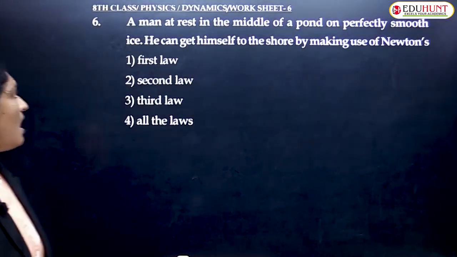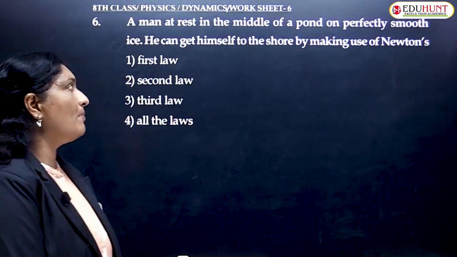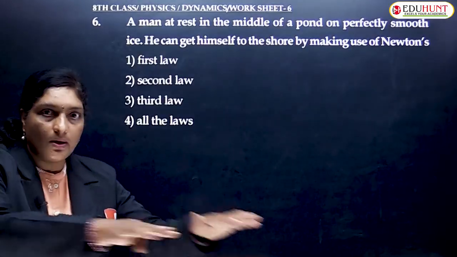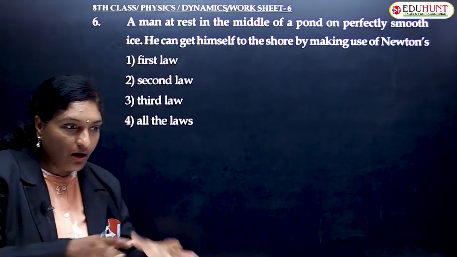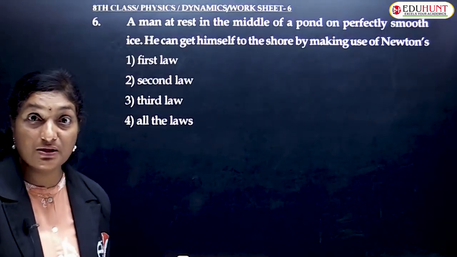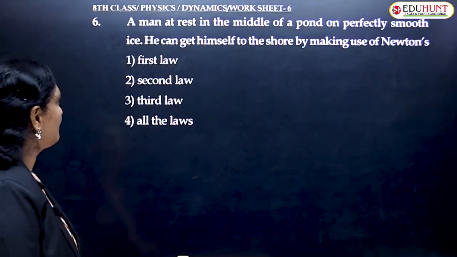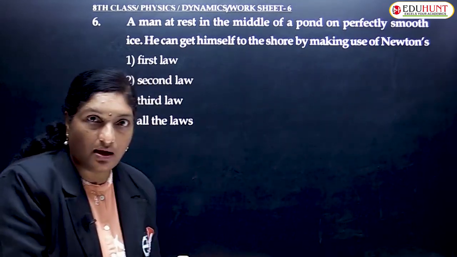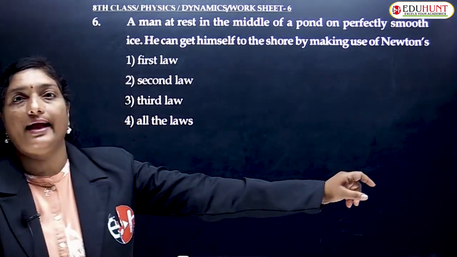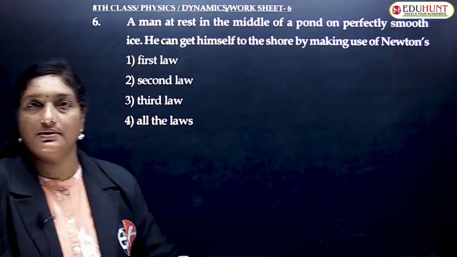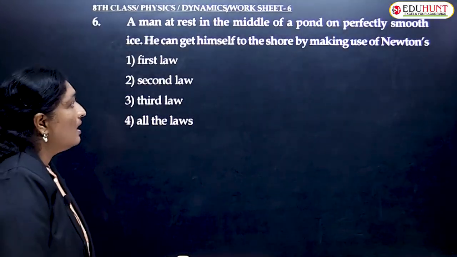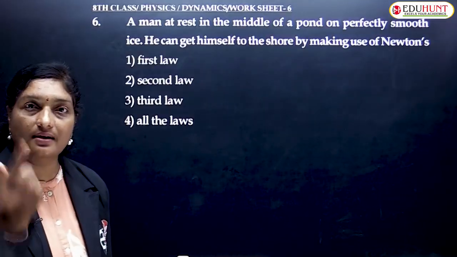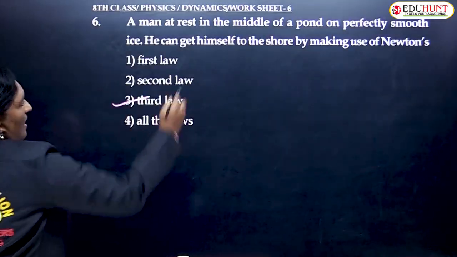Next question. A man at rest in the middle of a pond on perfectly smooth ice. A pond is there. In the middle of the pond, an ice block is there, and this person is standing on the ice block. He wants to get himself to the shore. He has to cross the pond. By making use of which of Newton's laws is it possible? Newton's third law.